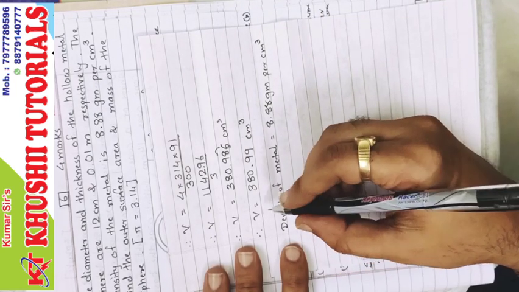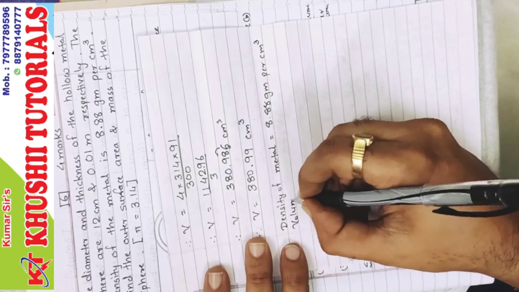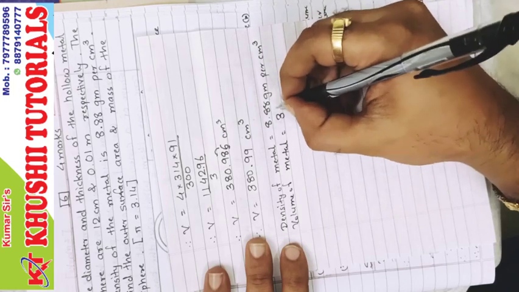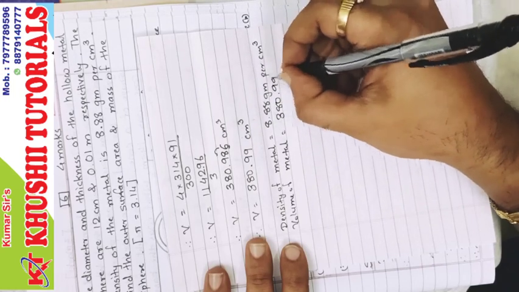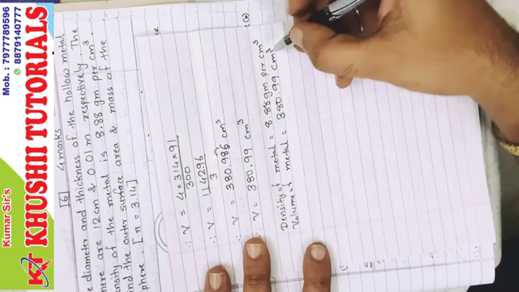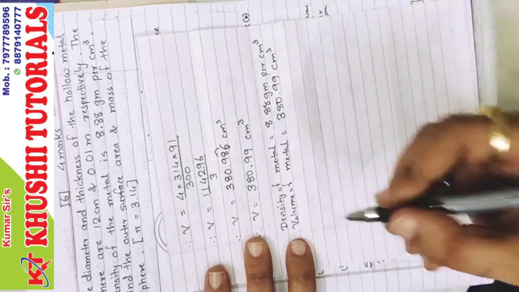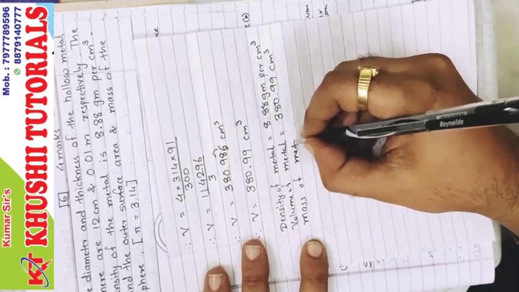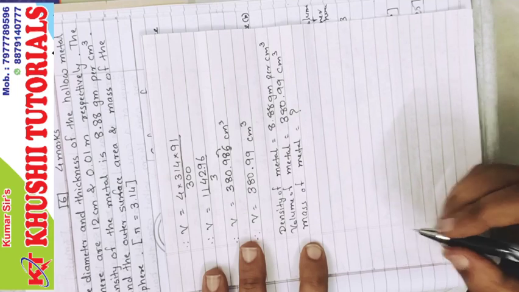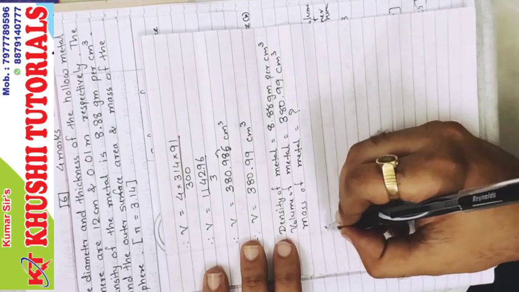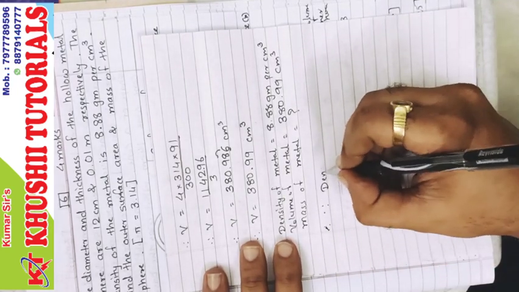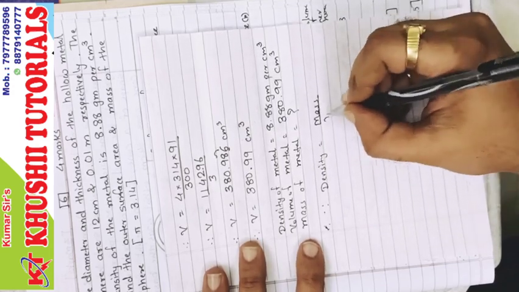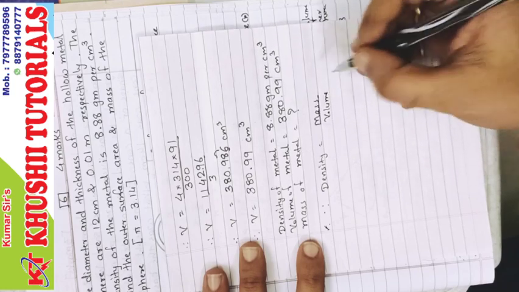Mass we need to find, the volume we know. Volume of the metal is 380.99 centimeter cube. So mass of the metal is the question. Therefore, first we will write the formula of density, which is density equal to mass upon volume.